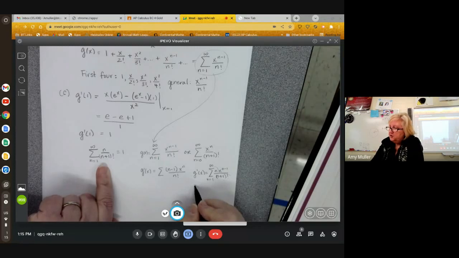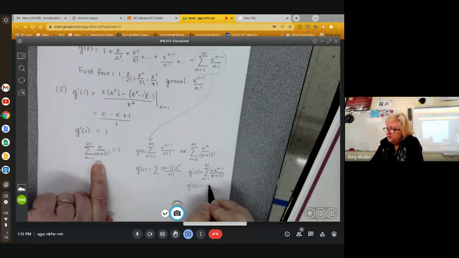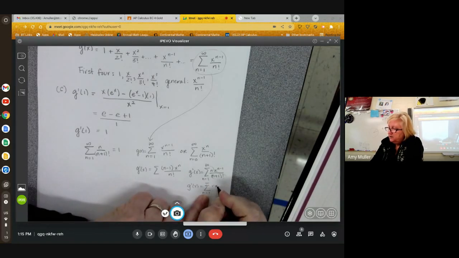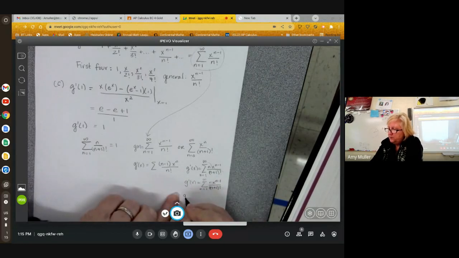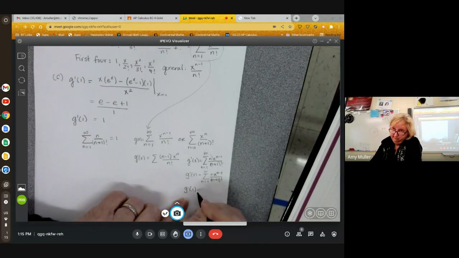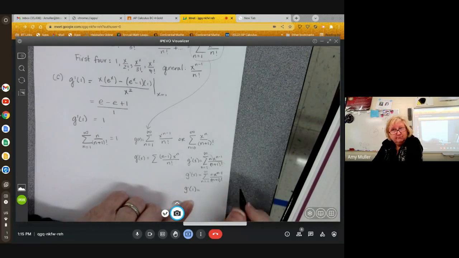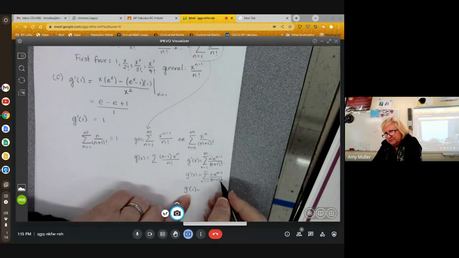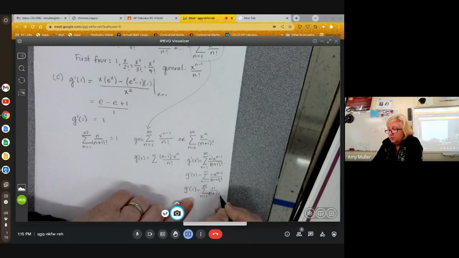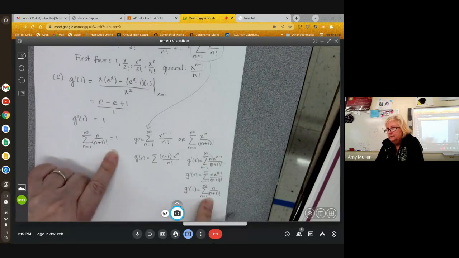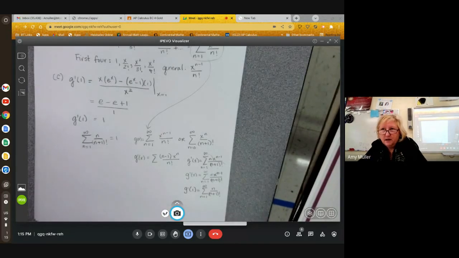Okay, so if this is g prime of x, which is equal to the sum from n equal 1 to infinity of n x to the n minus 1 over n plus 1 factorial, what happens when I want g prime of 1? I stick 1 where the x is. N equal 1 to infinity, and we get what here? N over n plus 1 factorial. Oh, so what does that have to equal? 1. See how cool that is? That's kind of a cool thing.